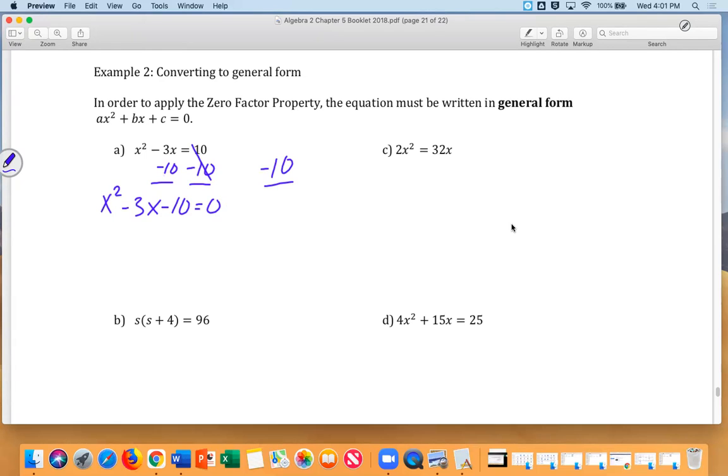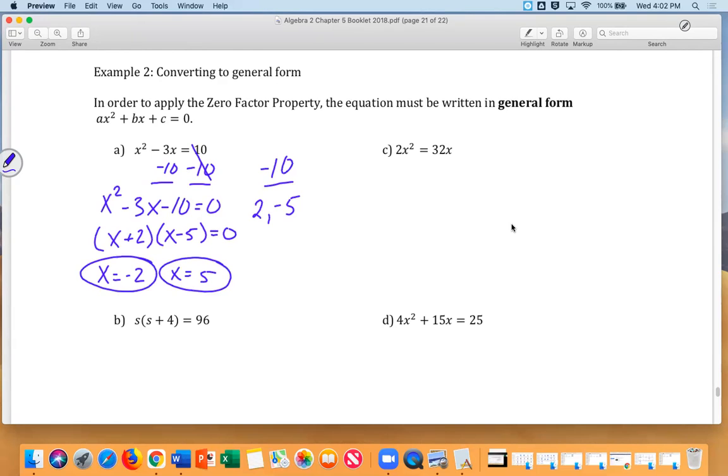Think about it. I think we can see it's going to be 2 and -5. So this factors to x plus 2 times x minus 5. So I get x equals -2 and x equals +5, and those are good solutions.